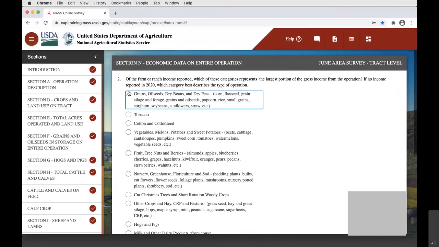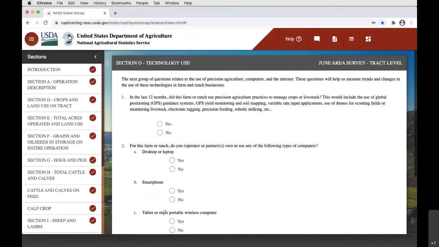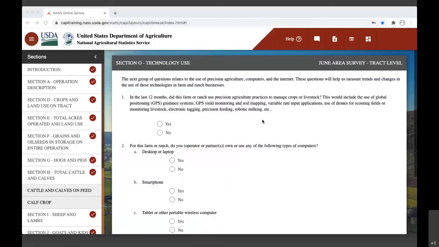We're going to say that this is a grain operator since he's got more grains than he does cattle. And then we go on to the technology use questions. The technology use questions have been given a major overhaul from previous years. So first question, in the past 12 months, did this farm or ranch use precision agriculture practices to manage crops or livestock using GPS guidance systems, yield monitoring, etc.? For this, I'm going to say no.